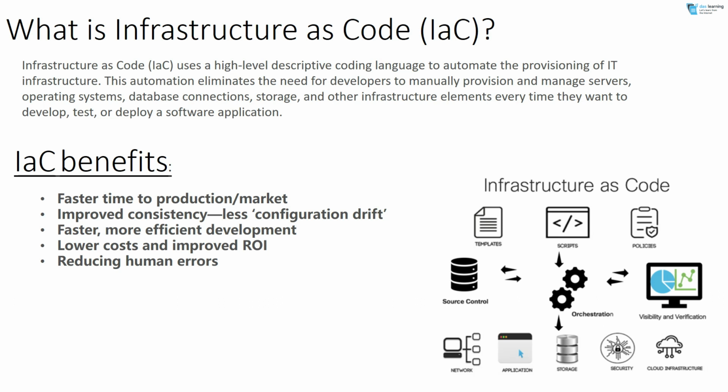But think of a scenario where you can write everything in a file and on a single command it deploys everything for you. How cool is that? So that is what infrastructure as code does. And as you see all the benefits on my screen, faster time to production or market, less configuration drift, which is human errors we can very much avoid.